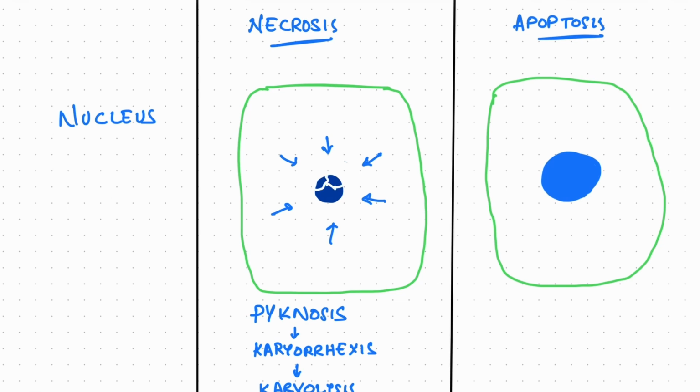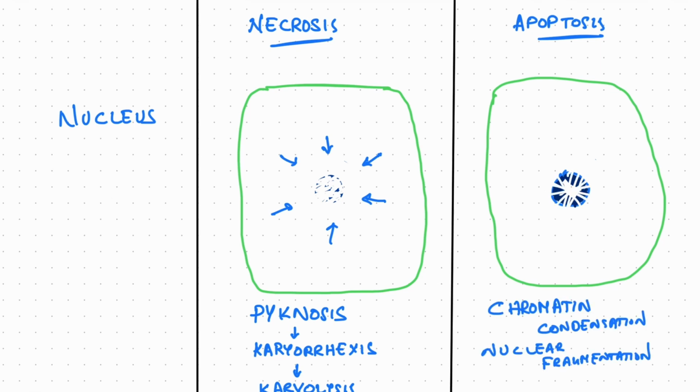Karyorrhexis means fragmentation of the pycnotic nucleus. And karyolysis means fading and dissolution of the nucleus, largely because of degradation of DNA. In apoptosis also, chromatin becomes condensed, but here the condensation is under the nuclear membrane, basically the peripheral part of the nucleus. The nucleus may then fragment as the cell is being dismantled.